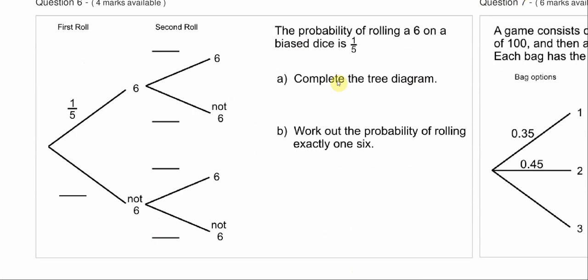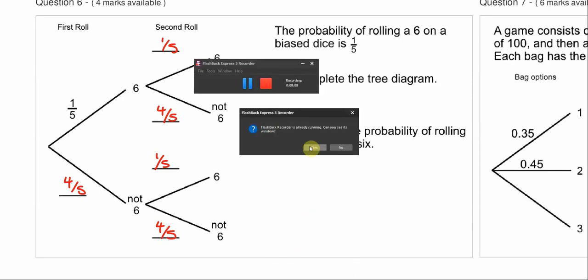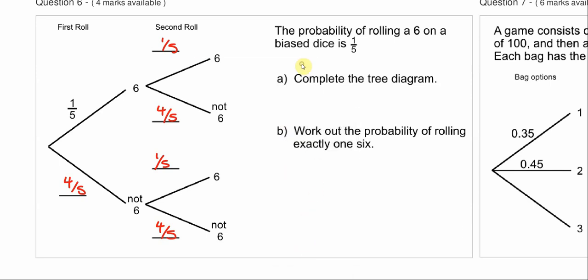So, same tree diagram as we actually had in an earlier question. So this should be 4/5. We're going to have 1/5, 4/5, 1/5, and 4/5. It's the same dice. So we've filled in our tree diagram here. So we'll take that off.